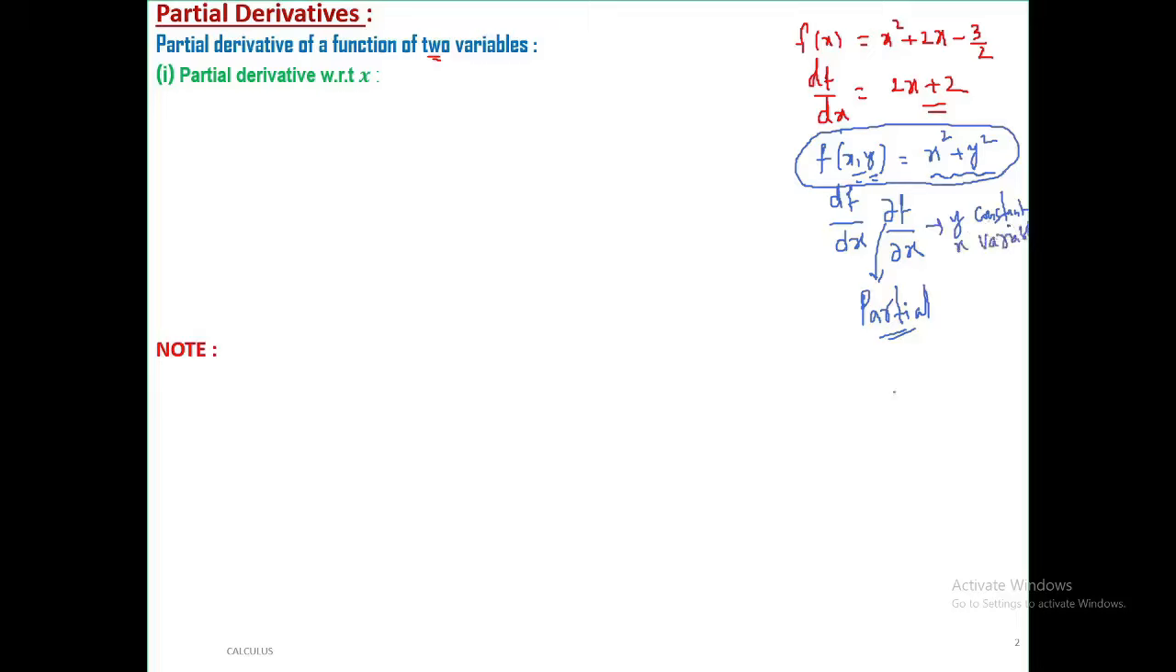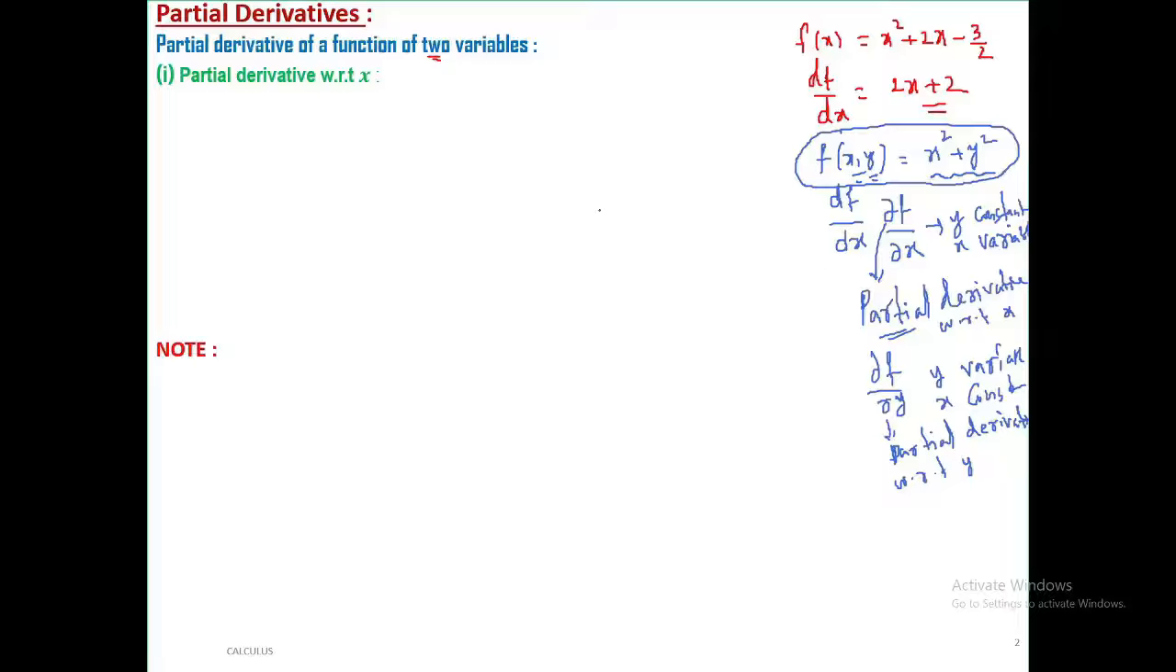Understood? Dou by dou x. Similarly, dou f by dou y. Now in this you have to treat y as a variable. Now you have to treat x as constant. Again, with respect to y you are doing, therefore you are neglecting x. That's why it is the partial derivative with respect to y. And this is the partial derivative with respect to x, because with respect to x you are doing.